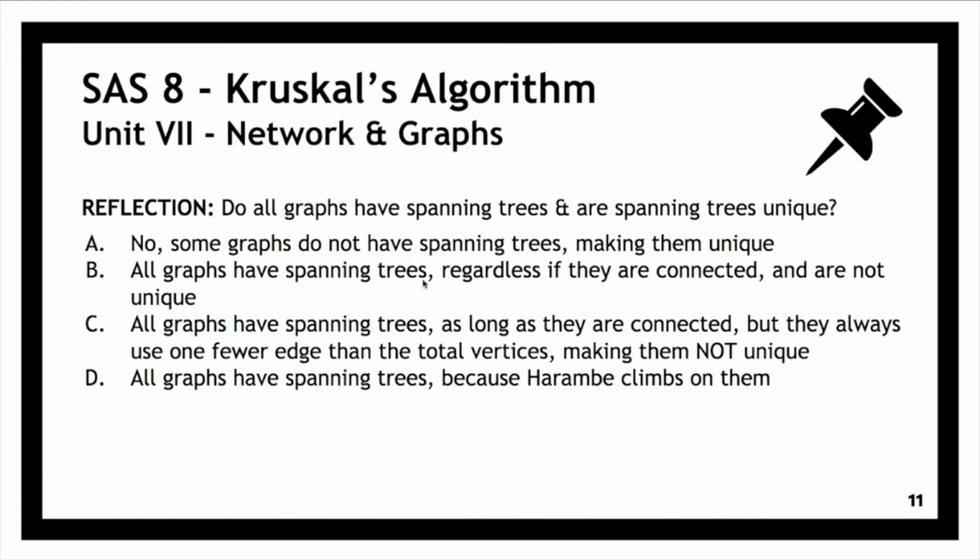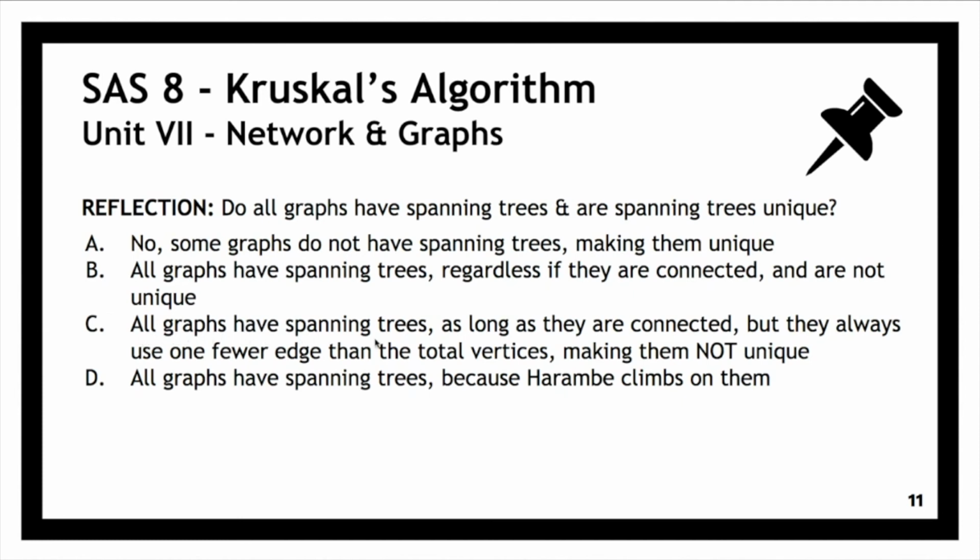B, all graphs have spanning trees regardless if they are connected and are not unique. This cannot be true. All graphs do have spanning trees, but it says regardless if they are connected. In order for them to have a spanning tree, they have to be connected. That eliminates B. That leaves only C, and let's explore why that is true.